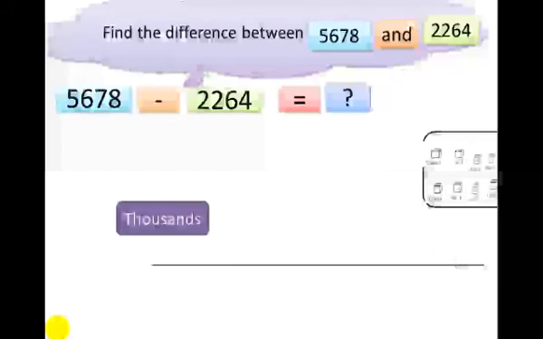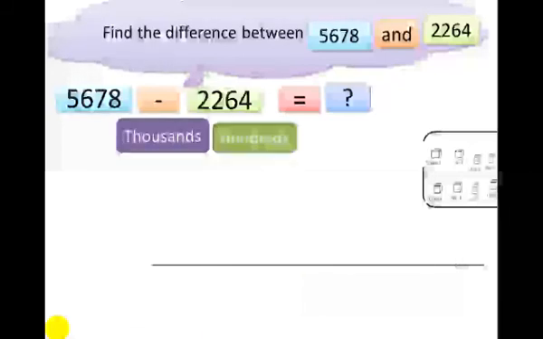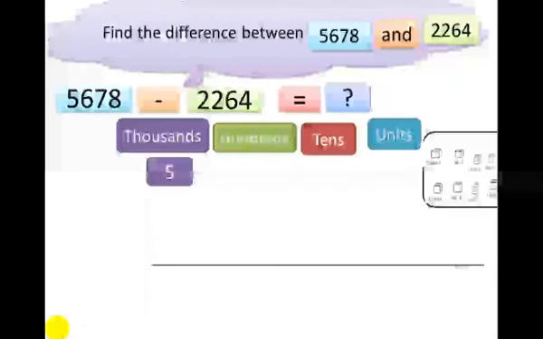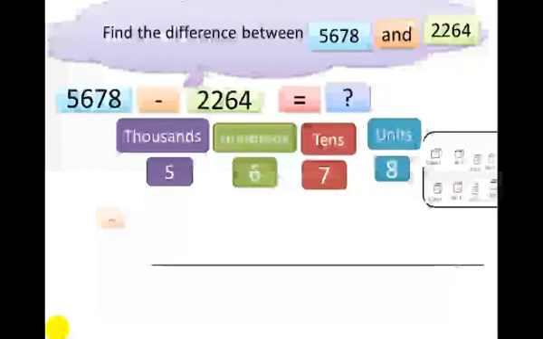So we have thousands, hundreds, tens, and units. The digit 5 in 5,678 is in the thousands place. The digit 6 is in the hundreds place. The digit 7 is in the tens place. The digit 8 in 5,678 is in the units place. Minus. Remember to always put your sign.